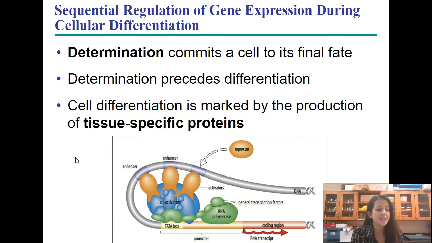Alrighty, so determination is going to commit a cell to its final state. It happens because genes are turned on and off, which causes differentiation. So determination actually comes before differentiation. You can think of differentiation as when we are producing our transcription factors. We need to create those certain proteins. Those proteins, or transcription factors, then help turn certain genes on and off, and in turn do differentiation.